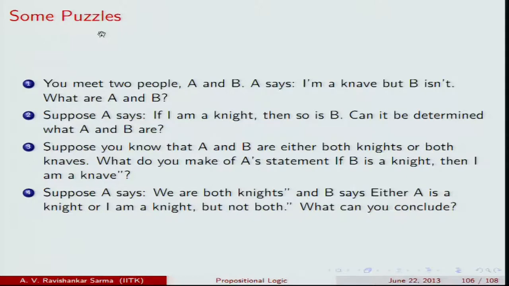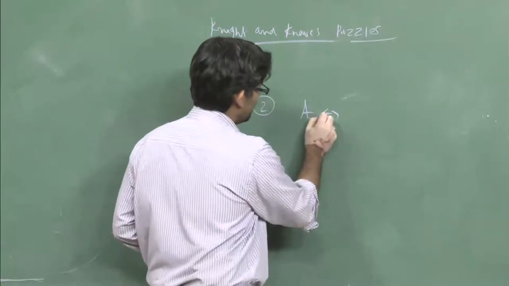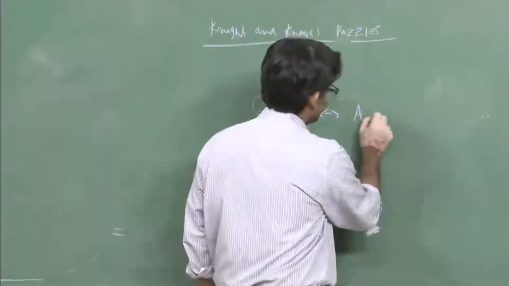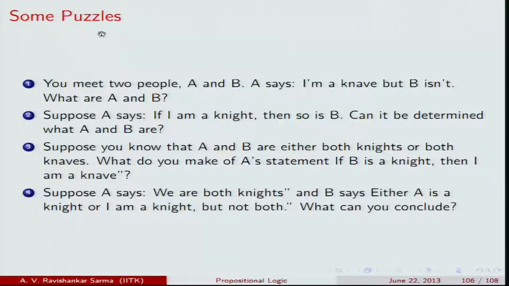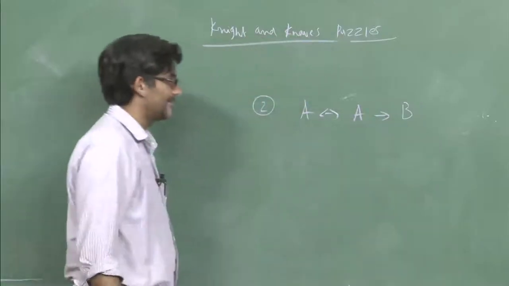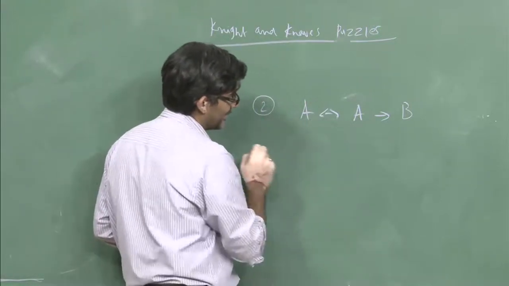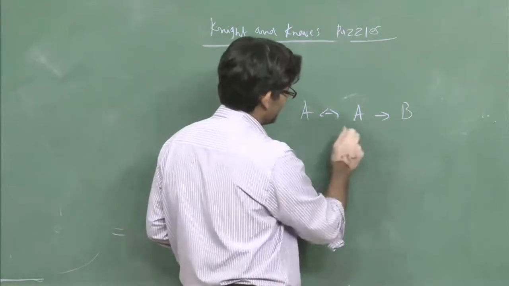Suppose in the second problem, A says if I am a knight so is B, then can we determine what are these things? Again the same thing which we will be using. So with this I think we will end this class. So the other one is like this: A says, if I am a knight, that means A is a knight, then so is B, that means B is also a knight. So this is the formula, we can translate that statement into this particular kind of formula, A implies B.